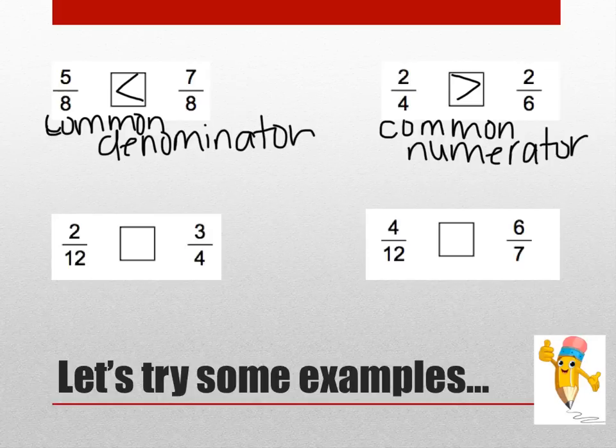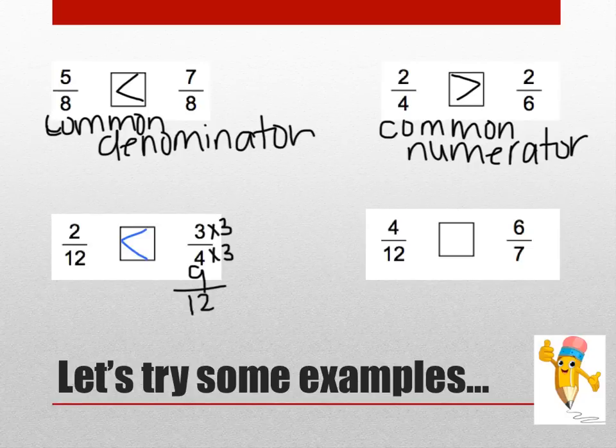What if I needed to compare 2/12 and 3/4? In this case, I don't have a common denominator or a common numerator. I could use common denominator by making a common denominator. 4 times 3 is 12. So I can make a common denominator for 3/4 with a denominator of 12 by doing 4 times 3 and 3 times 3. This shows that 3/4 is equal to 9/12. 9/12 is much greater than 2/12. So 3/4 is greater than 2/12.